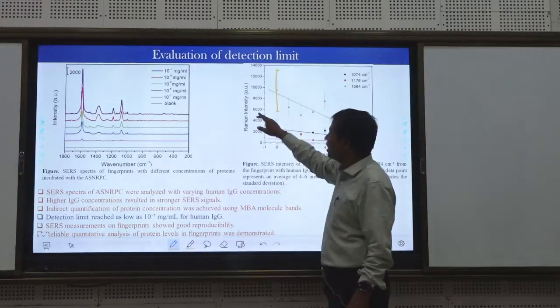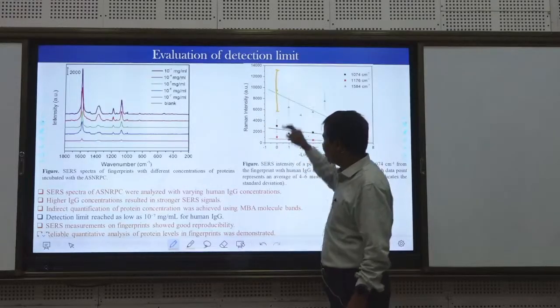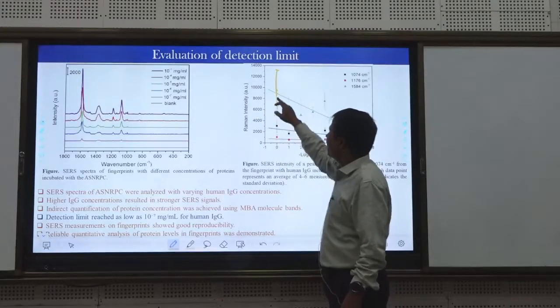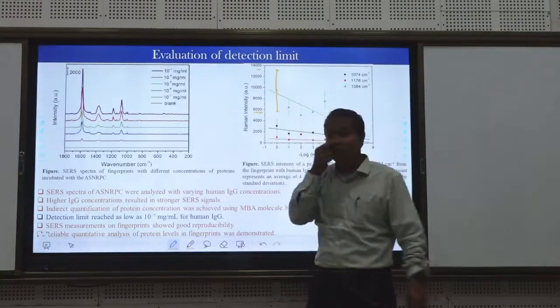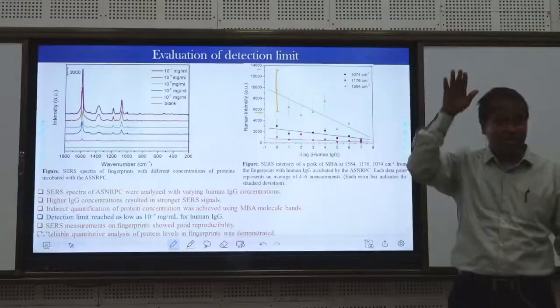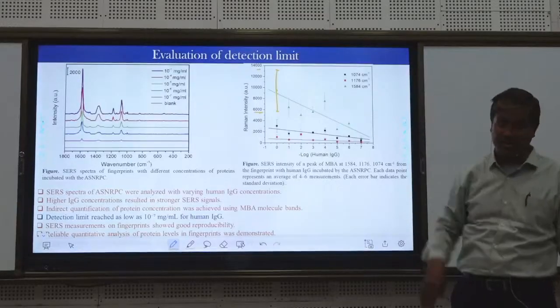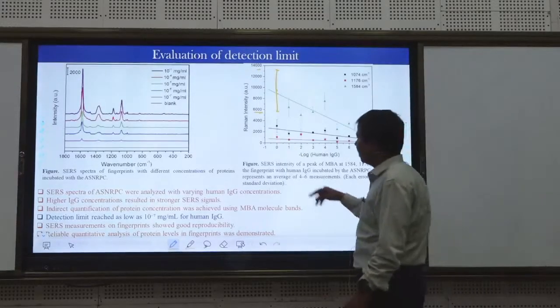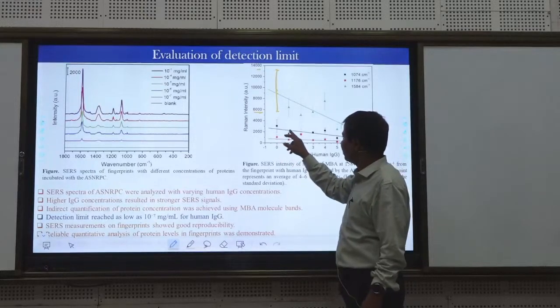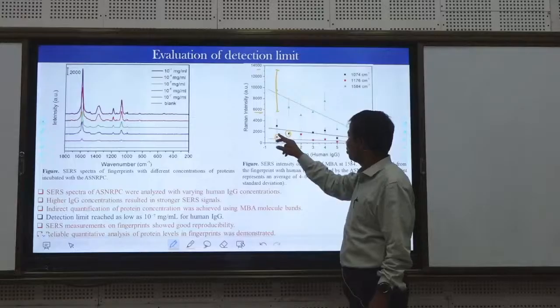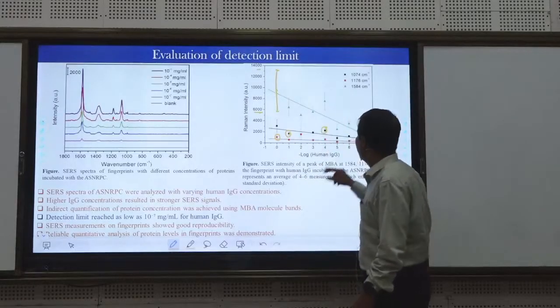You see this error bar. This means this data point can vary from 6,000 to almost 13,000. On the other hand, you see this error bar is very small. This is also small, and these are also small.